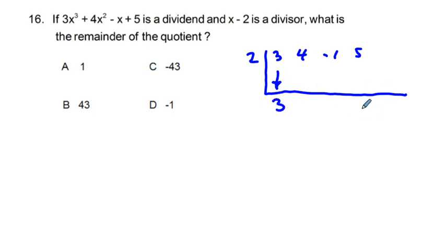And what we're looking for, our answer, is going to be found right here in the remainder's place after all that is done. So 2 times 3 is 6, 4 plus 6 is 10, 2 times 10 is 20, negative 1 plus 20 is 19, and 2 times 19 is 38, 5 plus 38 is 43. So 43 is our remainder.